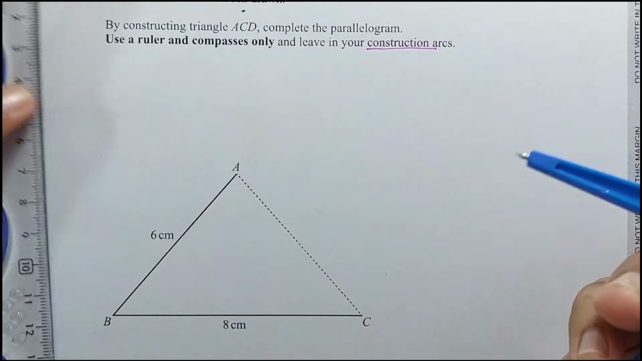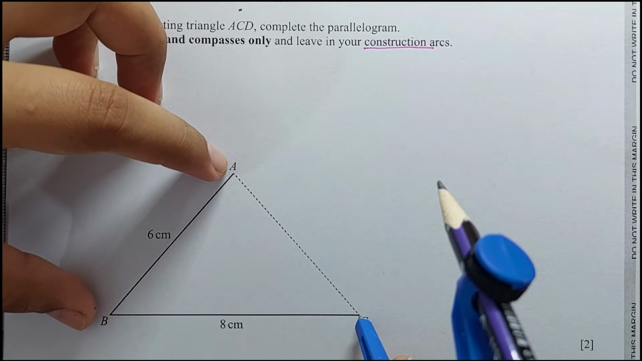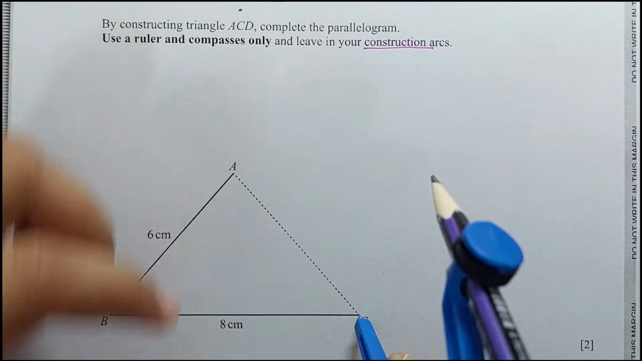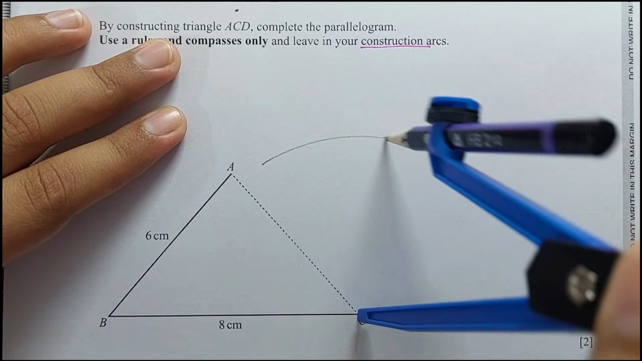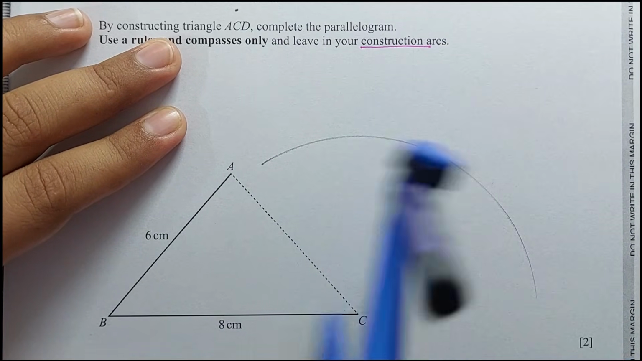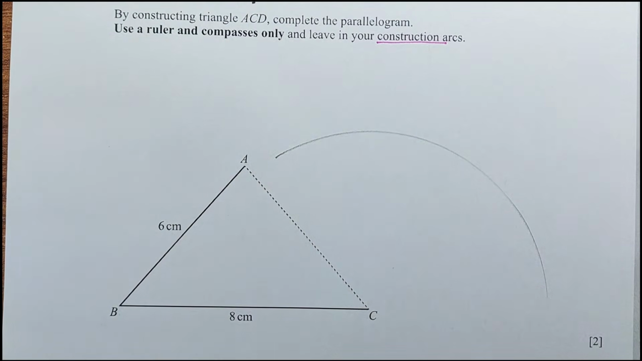Yeah, that's 6. So put the compass on C because AB is 6, then C to D must be 6. And draw an arc. Okay. Now B to C is 8 centimeter, then A to that D should be 8 centimeter.